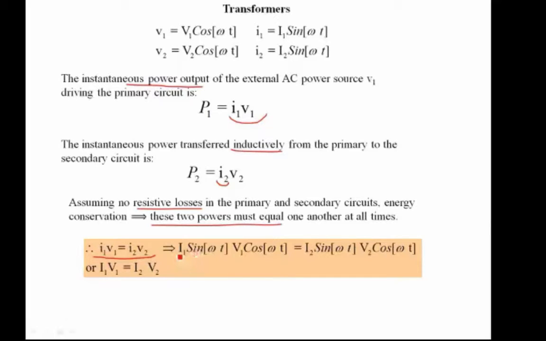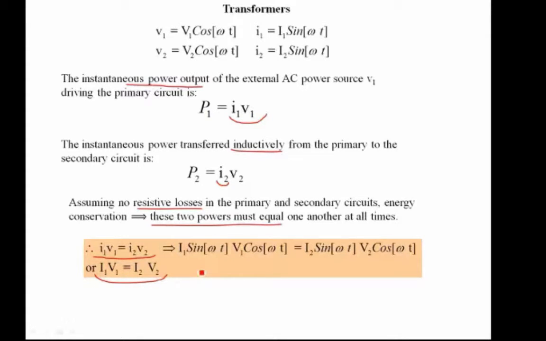So then we'll have I1 sine omega t, V1 cosine omega t on one side. Then we'll have the same thing with the two subscripts over here. Well, notice that you have a sine, cosine, where the time dependence is. Those cancel, and so you're left with again an equation for just the amplitudes. And so the peak values of I and V are conserved.